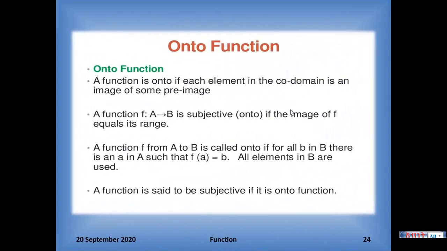The second type of function is onto. A function is onto if each element in the codomain is an image of some pre-image.